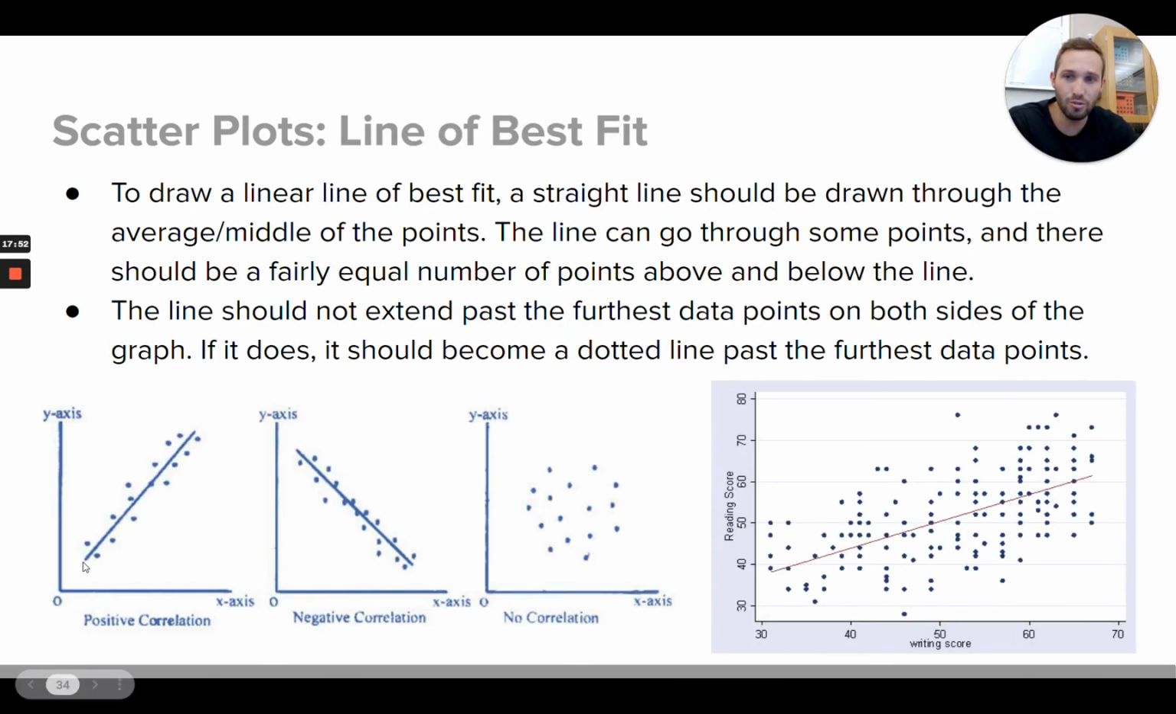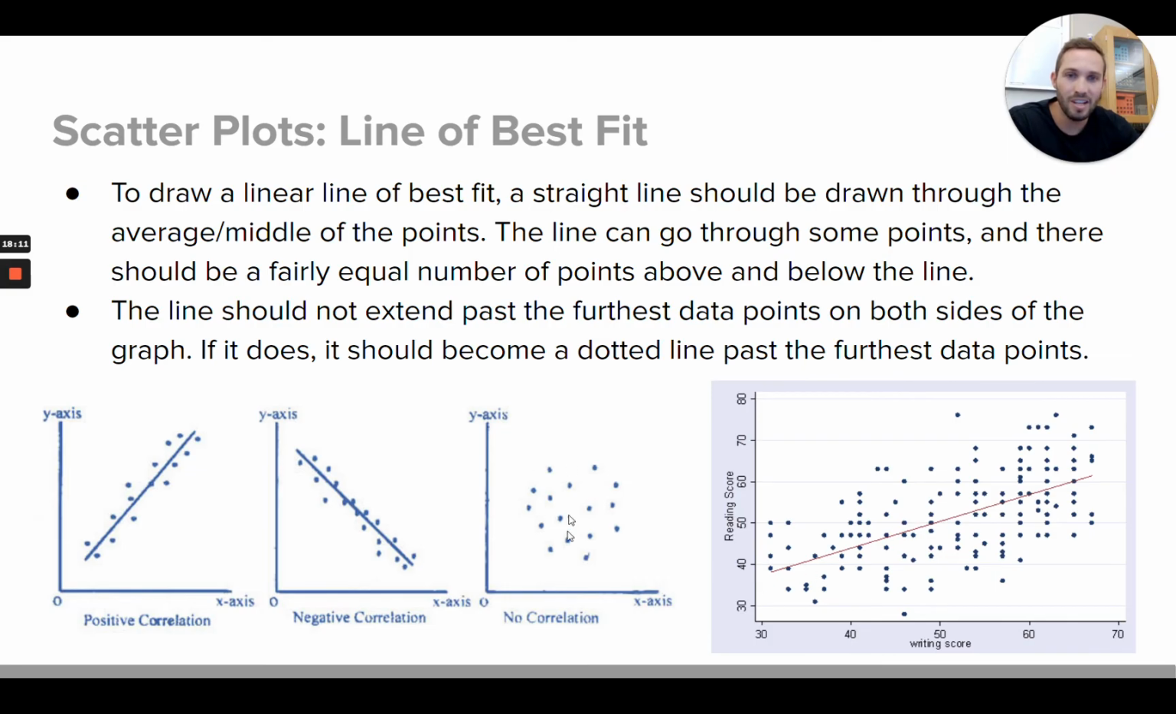So you can kind of see here, they drew a single line going through the average of these points. There's roughly the same amount of dots above and below the line, and it's going through some of the dots. That's a line of best fit. Or even right here in this mess, there does seem to be an overall slight trend upward, and that's the line of best fit right there.